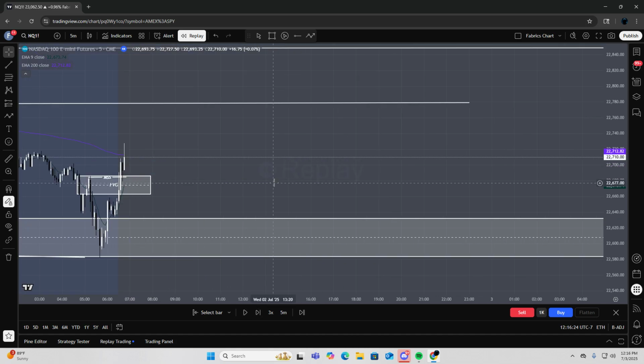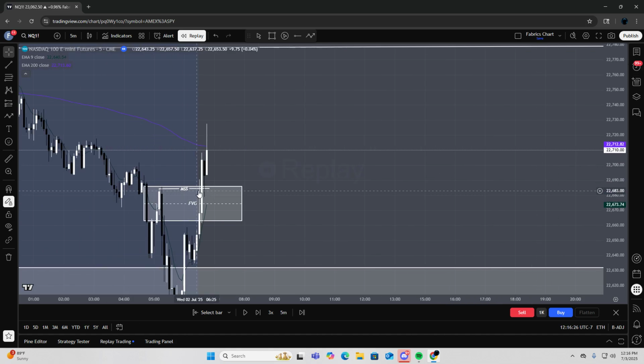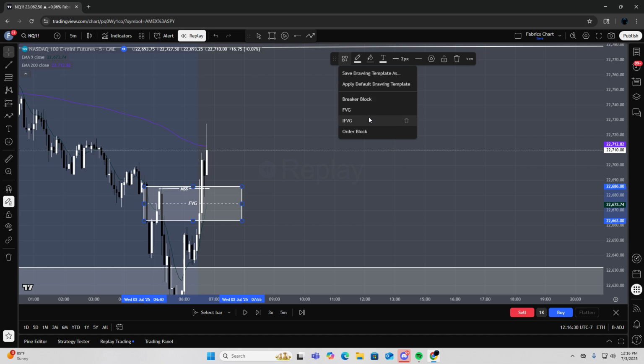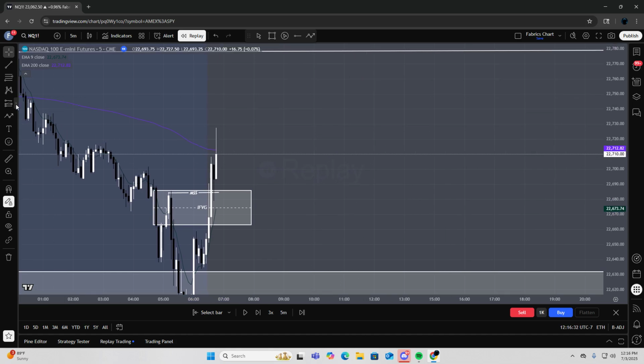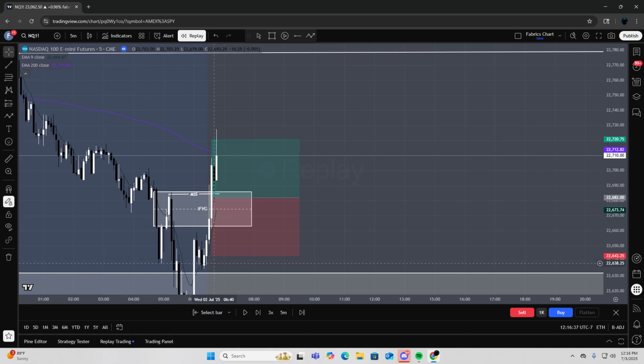We got an inverse. We see that this black wick retraced back into the inverse of the fair value gap, and that was basically your entry. This entry was pretty quick, and the contracts are moving pretty funky. And all you have to do is now place your trade.